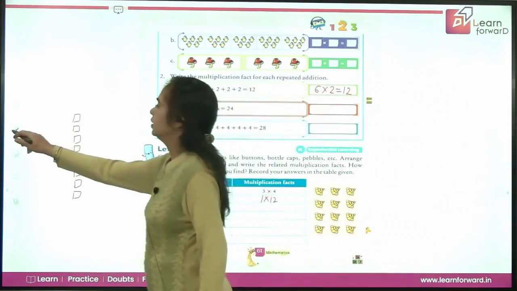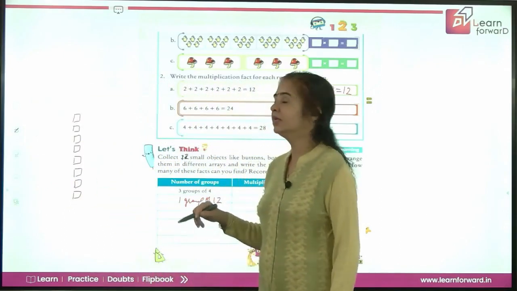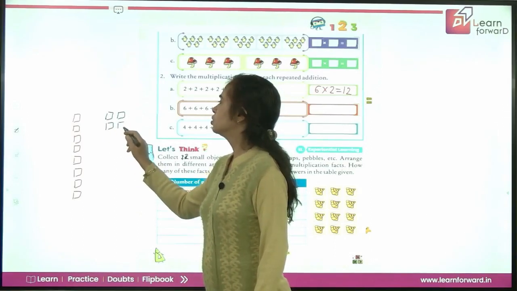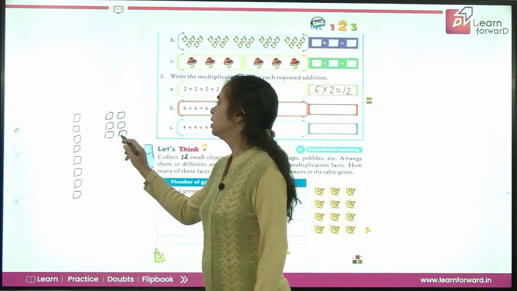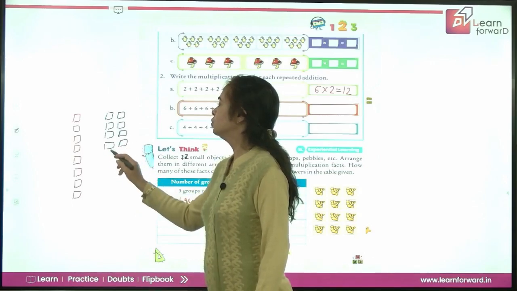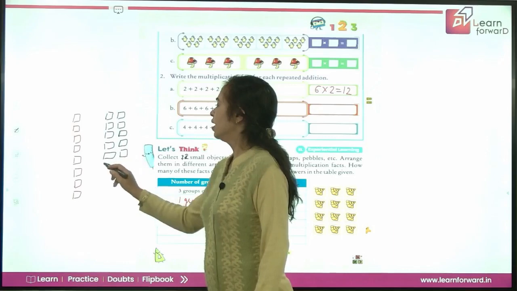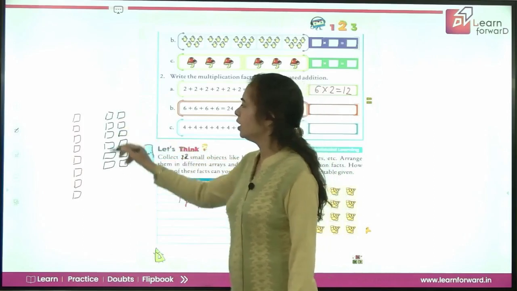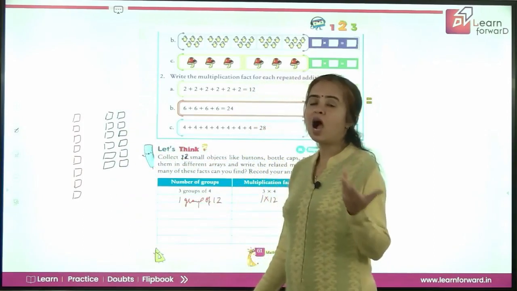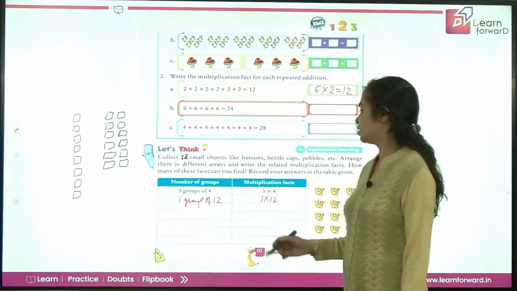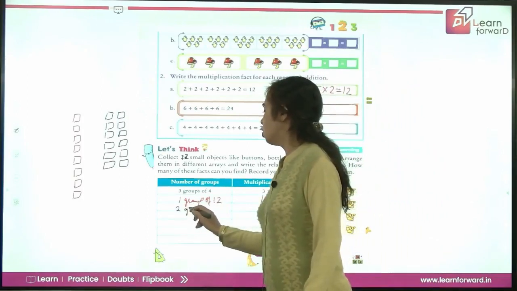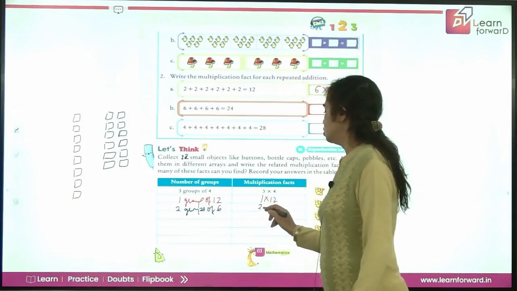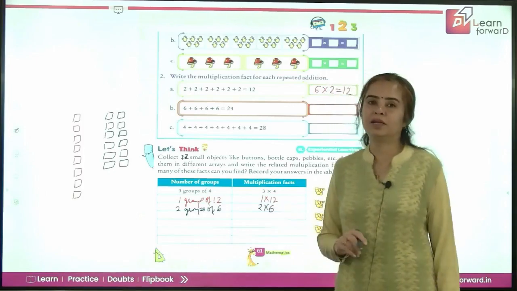Let's use another color here and we'll make another array. So what I can do is I can make 2 columns. So let me put them in rows. In each row, I am putting 2, 2, 2, 2. So when I'm done with 12, are these total 12 now? I stop. So what do you see here? You have 2 columns of how many squares each? 6 squares each. So you say 2 groups of 6, for which you get 2 times 6 is the multiplication fact.